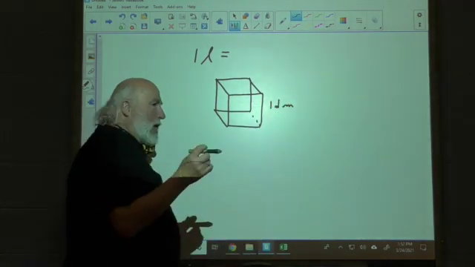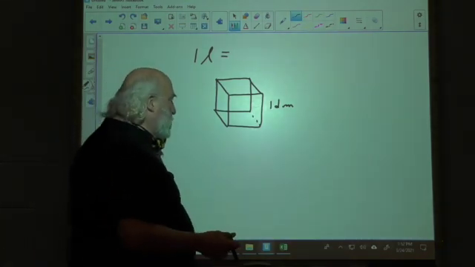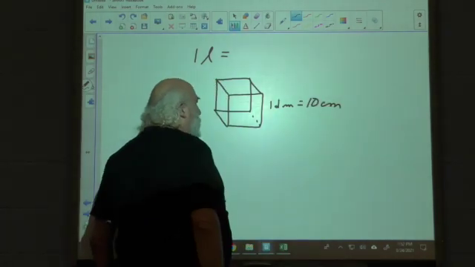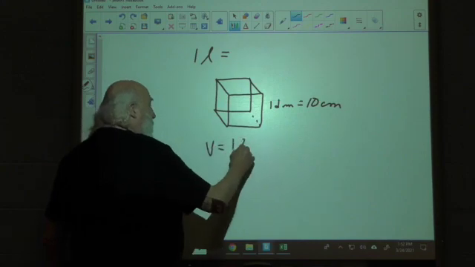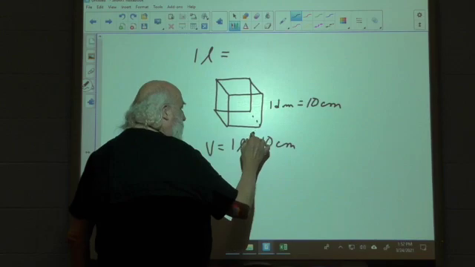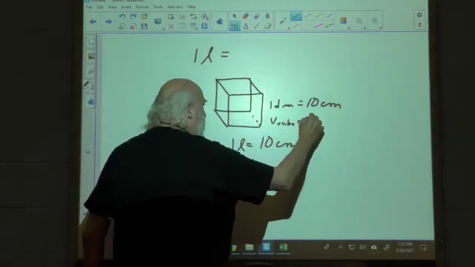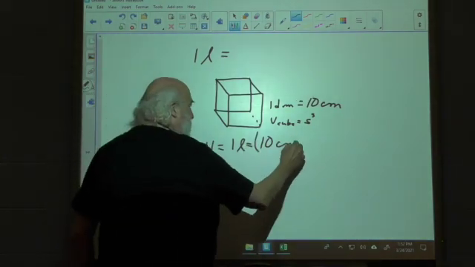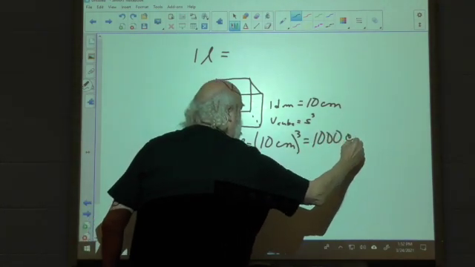Now, we don't use decimeters anymore. It's what we call an archaic prefix. But that's equivalent to 10 centimeters. So the volume of this box, which is 1 liter, is 10 centimeters on a side. Now this is a cube, and the volume of a cube is any side to the 3rd power. So this is 10 centimeters to the 3rd power, which is 1,000 centimeters cubed.